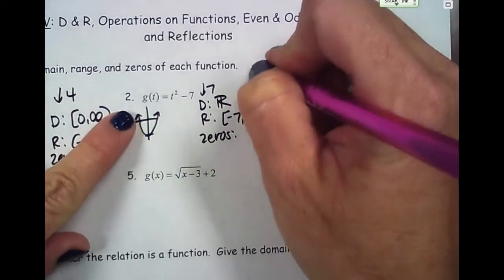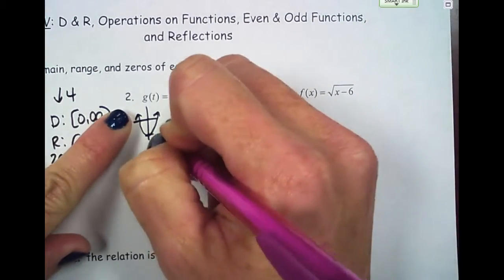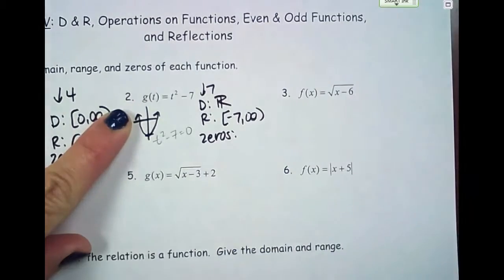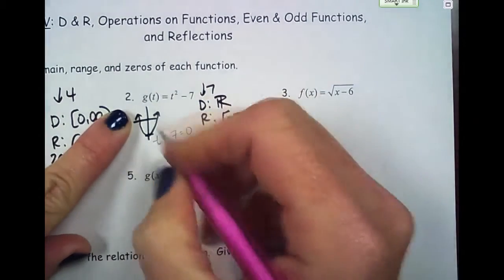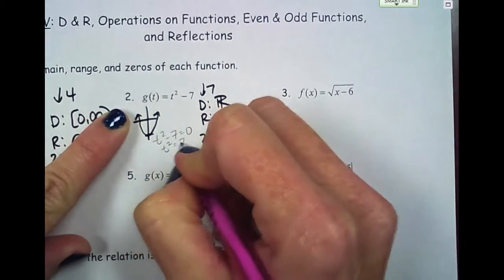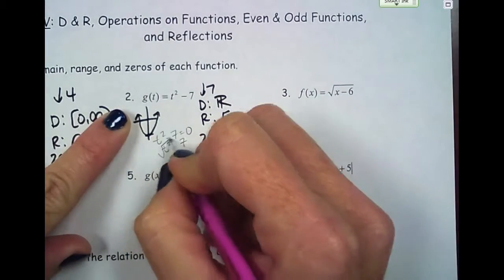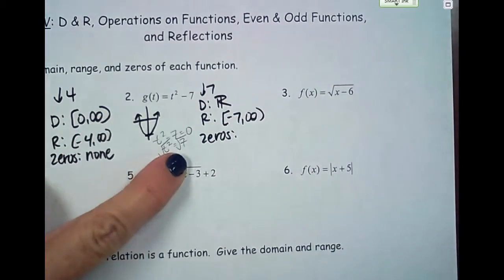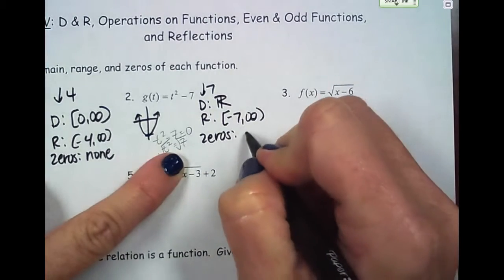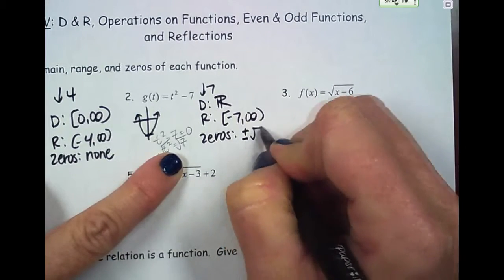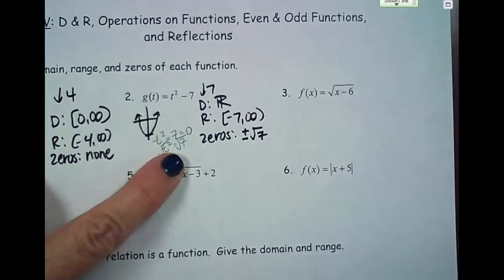So if you take t squared, let me find room, t squared minus 7 equals 0. If you move your 7 over, t squared is 7. And then you take the square root of both sides. But remember, there's a positive and a negative value. So your square roots are positive and negative square root 7 equals x.